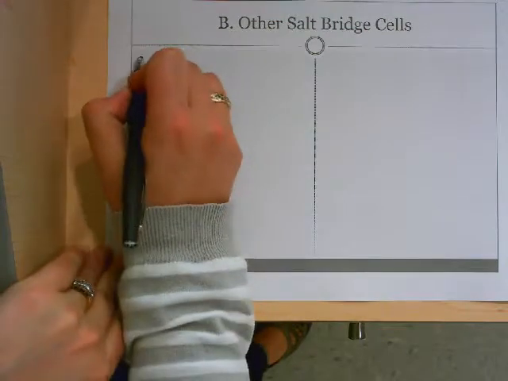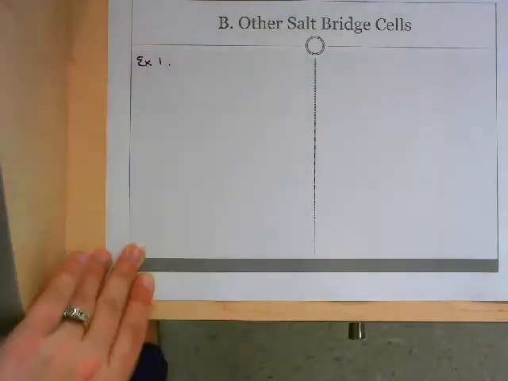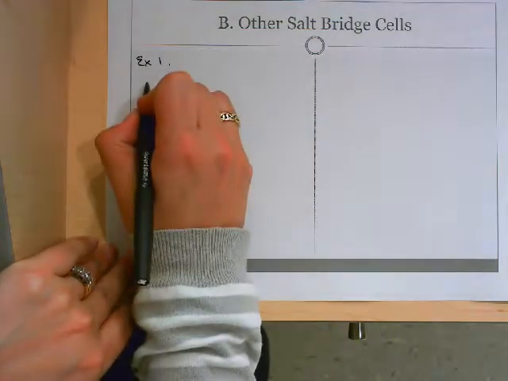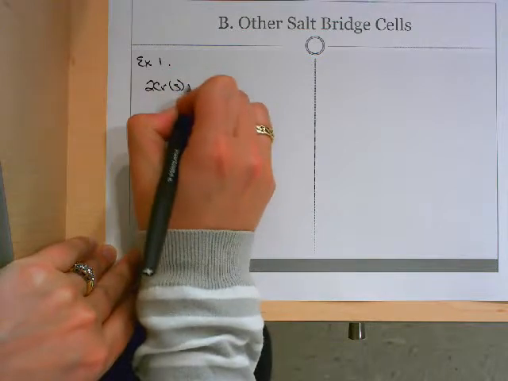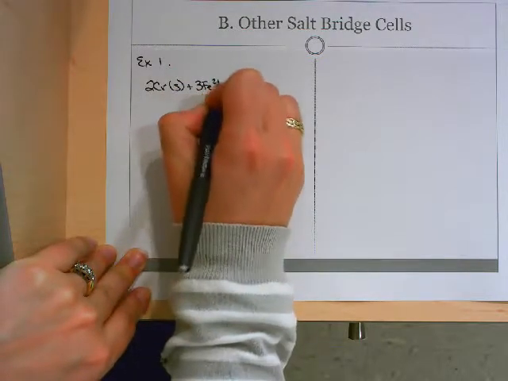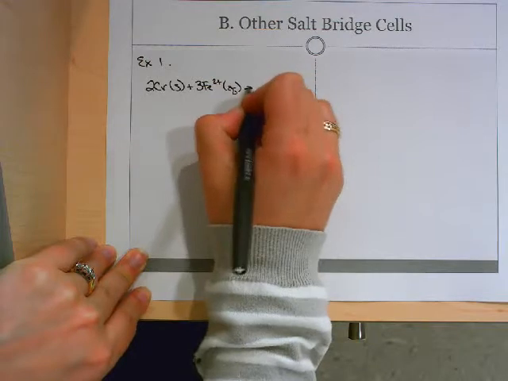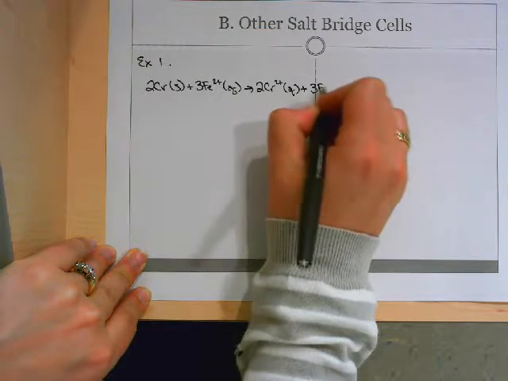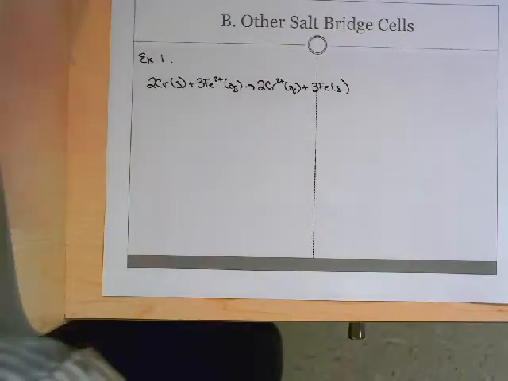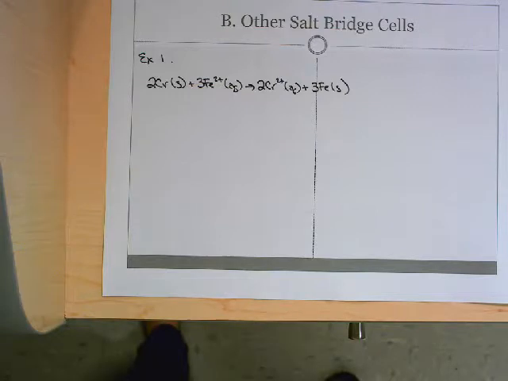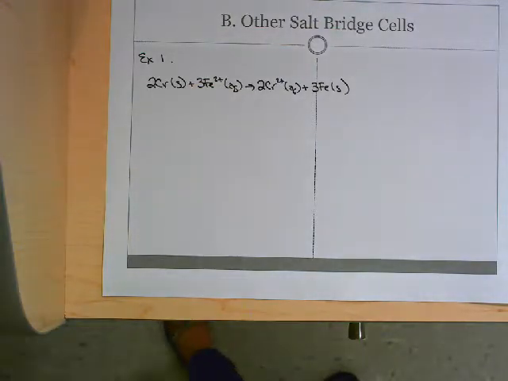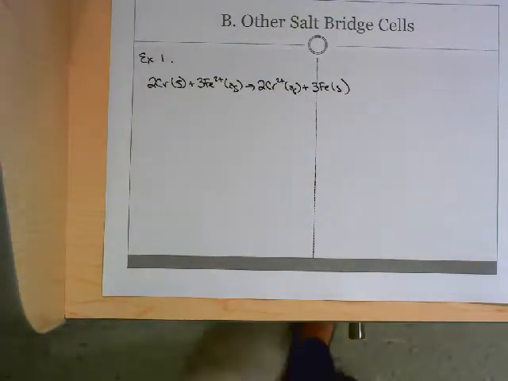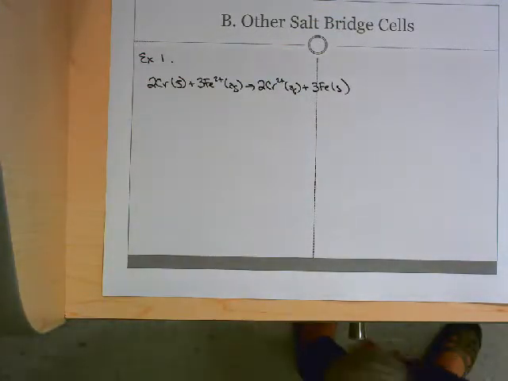Alright, so let's say example 1. If you had written smaller, we would have all fit on one side. It's my fault. Alright, so I have 2 chromiums. That's a solid. Big old S. And 3 iron plus 2 is making 2 chromium ions and 3 iron solids.